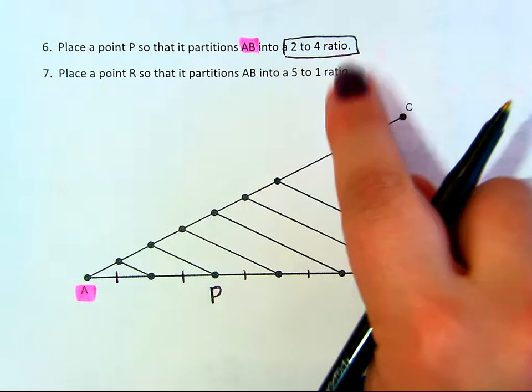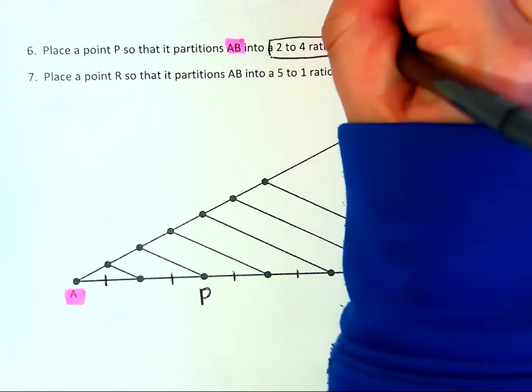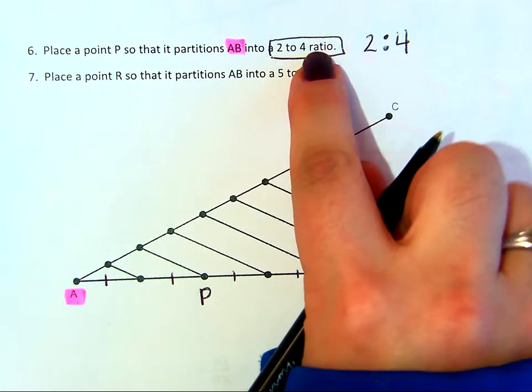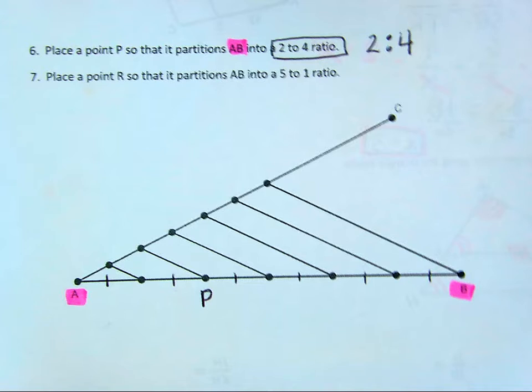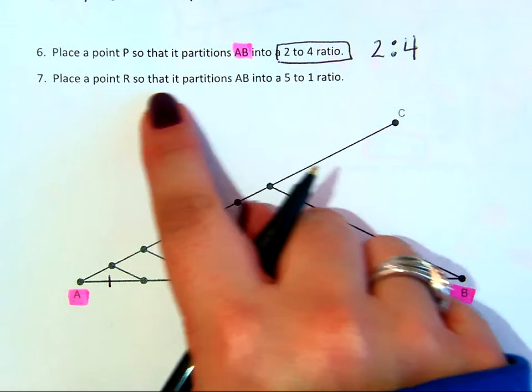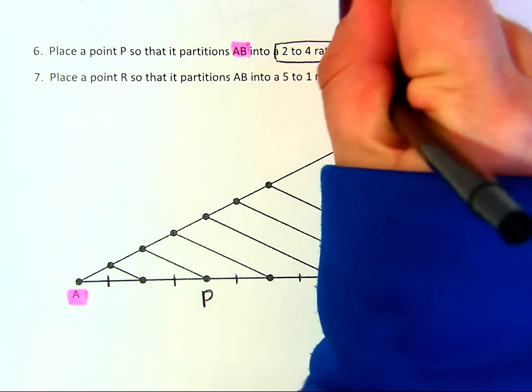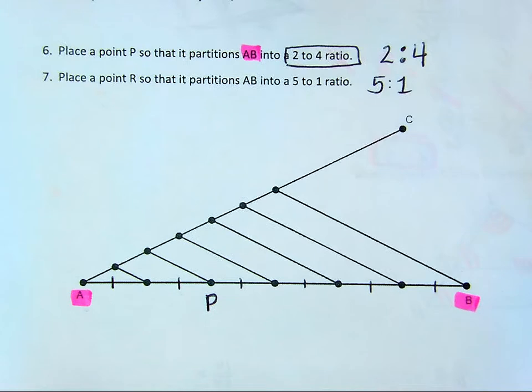Another way to write a 2:4 ratio would be 2 with a colon and 4. And this is saying the same thing as here. So I'll have you guys practice point R for it to partition these 6 segments in a 5:1 ratio. You guys can do that one.